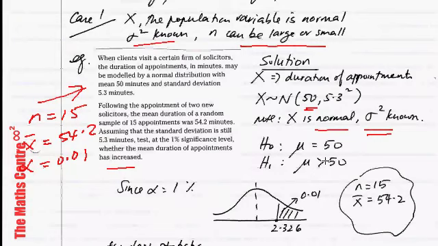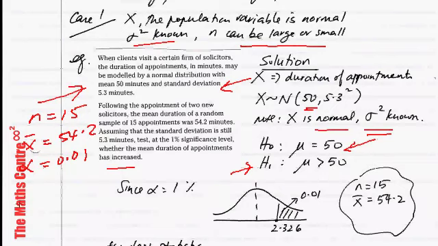H naught, mu equals 50. Where do we get this from? From the first paragraph. Now H1, we are testing mu bigger than 50 because we are trying to test whether the mean duration has increased. So mu bigger than 50. So we know we are dealing with a right tail test.